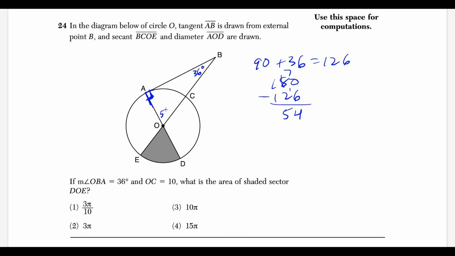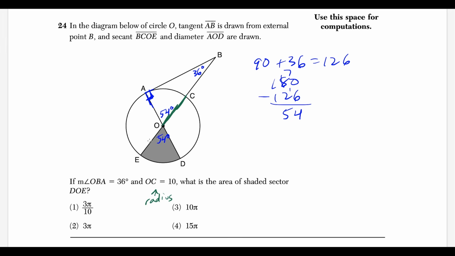So that tells us this angle here is 54 degrees, but now we have vertical angles, so that means this angle is also 54 degrees. So now some other stuff to consider here. We're told the length of OC, this part here, is equal to 10 units. And just know this is a radius, and in a circle, all radii are congruent.